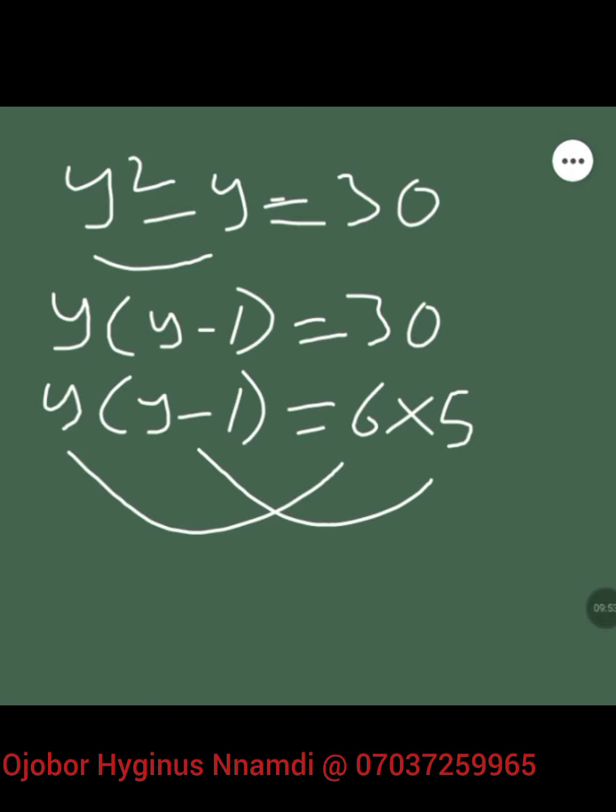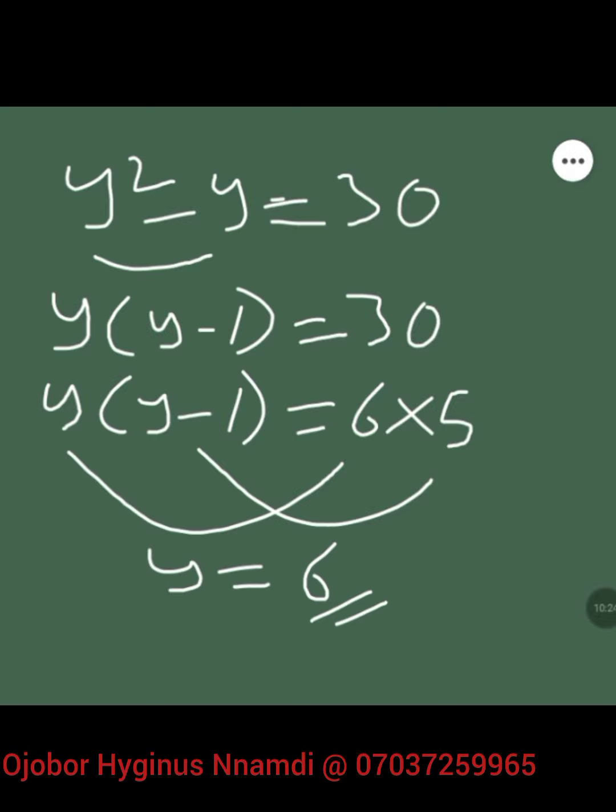Why did I choose y to be 6? Of course, y should be greater than y minus 1, because subtracting 1 from y has reduced the y. So y takes 6 and y minus 1 takes 5. And of course, if you make y minus 1 equal to 5, y will still be 6. But we need two answers because this is a quadratic equation. So we've gotten y as 6.